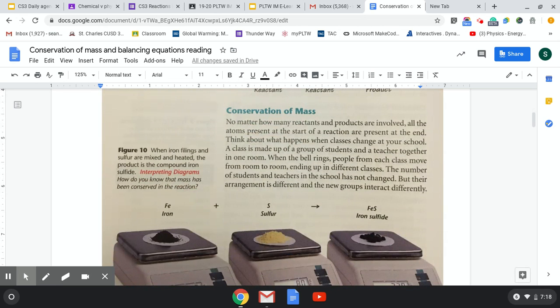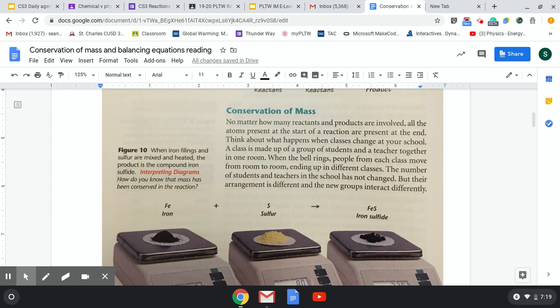So we're going to start with conservation of mass. If I highlight something for us to take notes on, I will let you know, and you should add them to your notes. No matter how many reactants and products are involved, all the atoms present at the start of a reaction are present at the end.